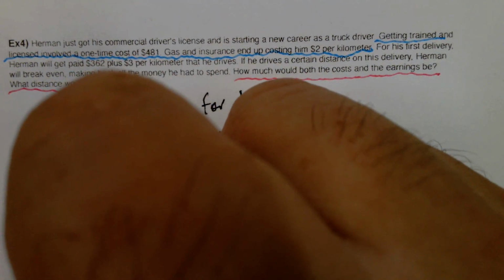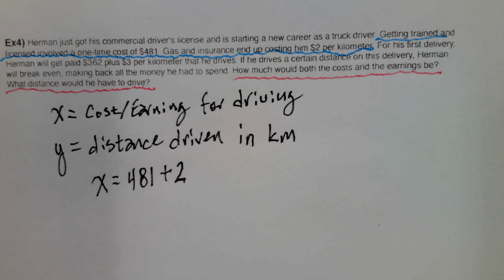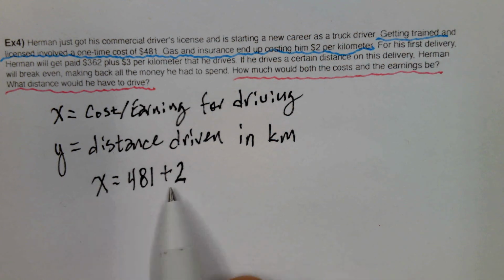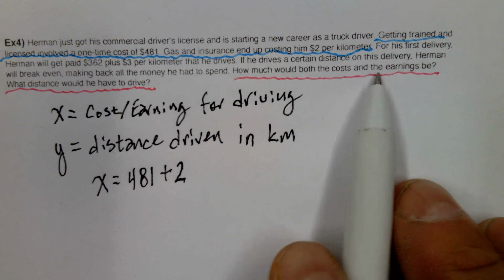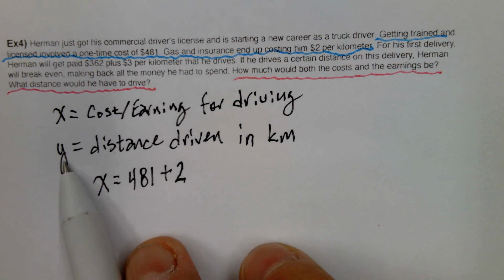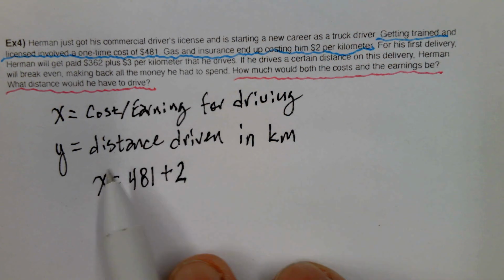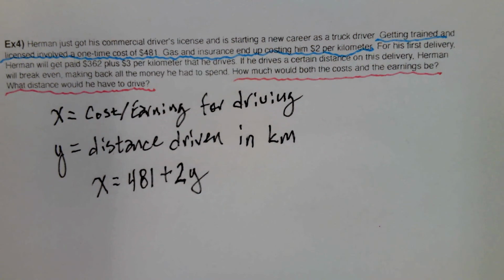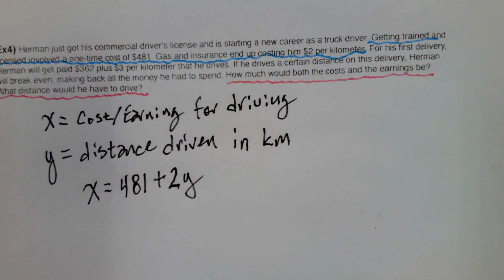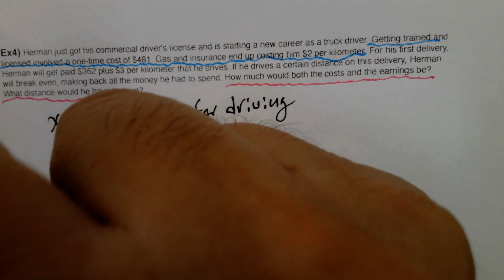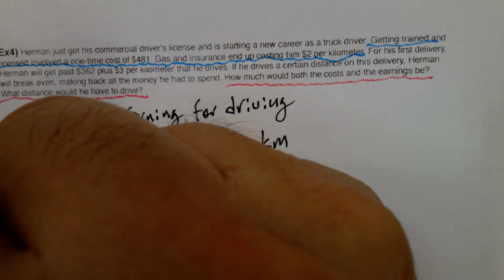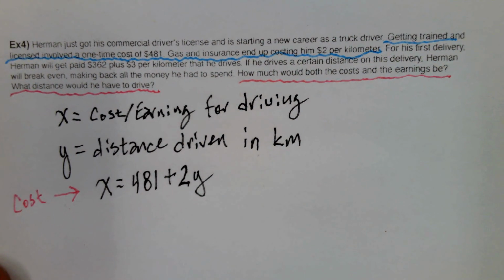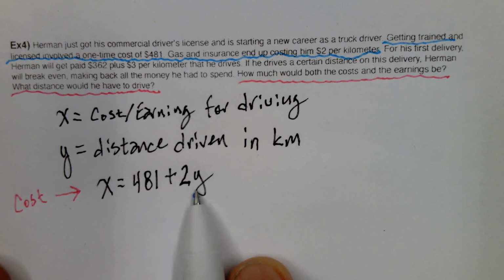So that's going to be $2 for every mile. How many miles is he driving? Well, we don't know. This is dollars, but it's $2 per mile. This is telling us how many, right? Distance driven in kilometers. So his cost, this is how much he has to pay out. Oh, here it is. This is what it cost him: $481 plus $2 per kilometer, or 2Y.